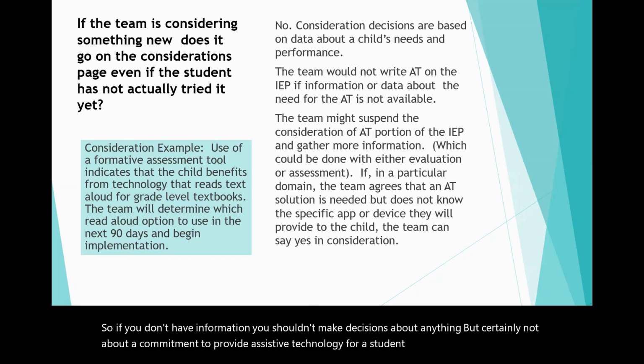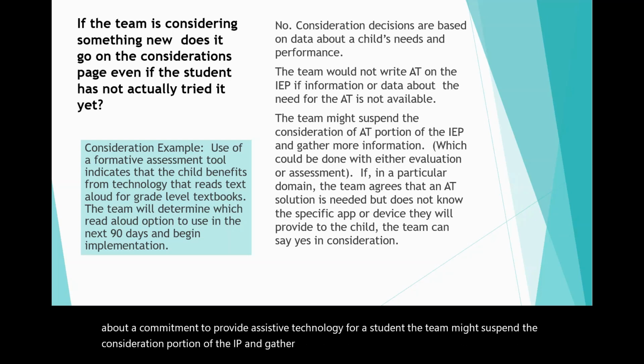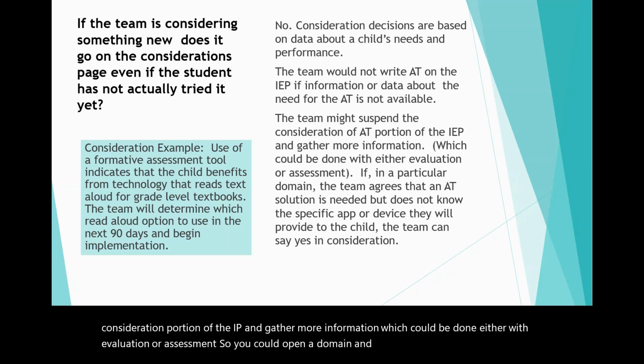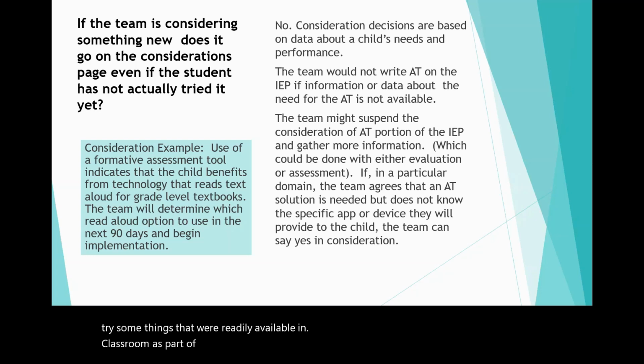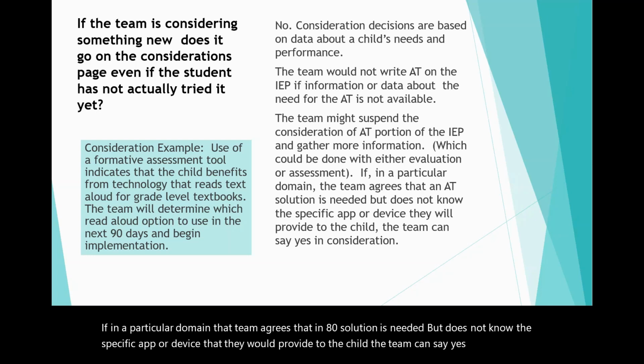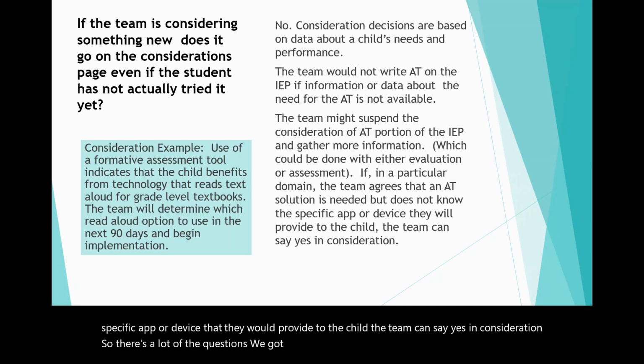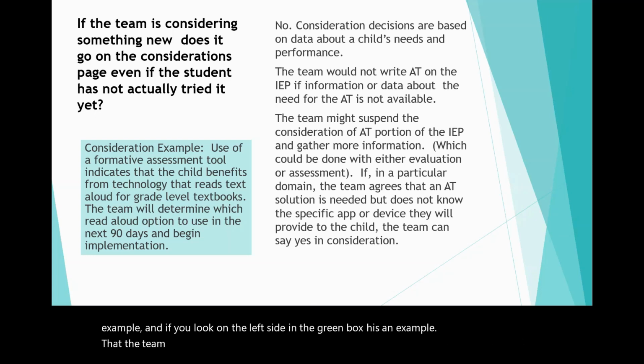The team might suspend the consideration portion of the IEP and gather more information, which could be done either with evaluation or assessment. So you could open a domain and move forward with some kind of evaluation if you felt that was necessary, or you could go back to the classroom and actually try some things that were readily available in the classroom as part of classroom assessment. If in a particular domain the team agrees that an AT solution is needed, but does not know the specific app or device that they would provide to the child, the team can say yes in consideration. So a lot of the questions we got are kind of summarized in this particular example. And if you look on the left side in the green box, here's an example that the team might write in the yes box.